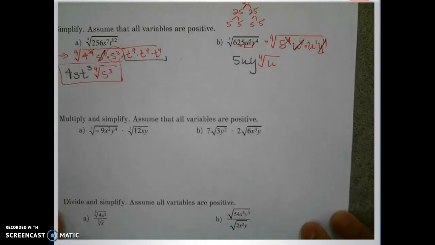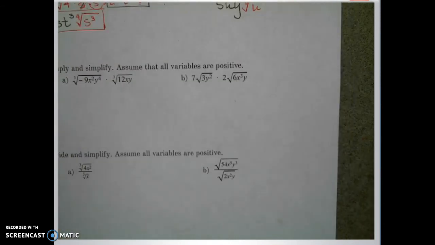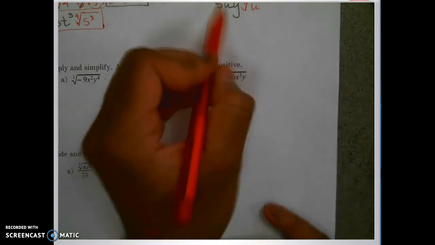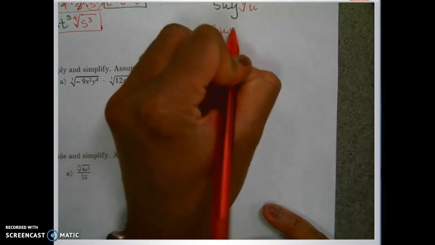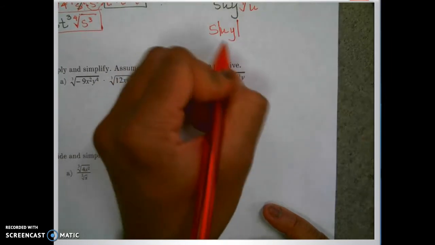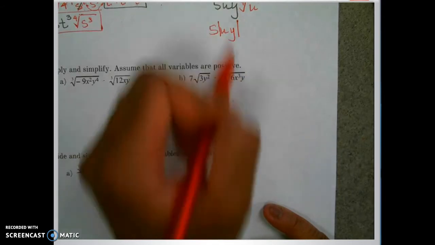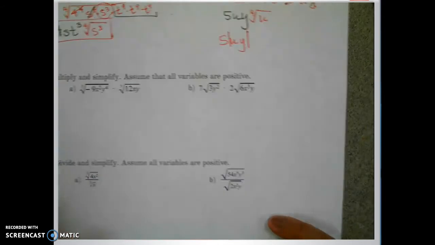All right, let's talk about the next phase in this. So that was just simplifying them. Now let's talk about multiplying and simplifying. Assume that all variables are positive. By doing that, when we take these out, we don't have to write, your book may, by the way, say that it's equal to the absolute value of that. They're telling us that it's positive, so you don't have to write the absolute value symbols for ours.